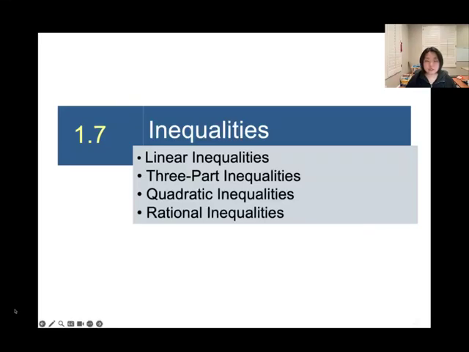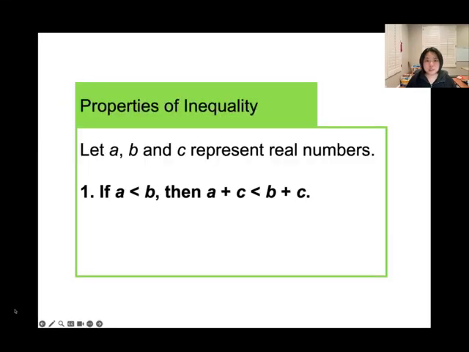Section 1.7 Inequalities. Properties of inequality. When A, B, and C represent real numbers, if A is strictly less than B, when you add C to both sides, you still fulfill the inequality. You will have A plus C strictly less than B plus C.